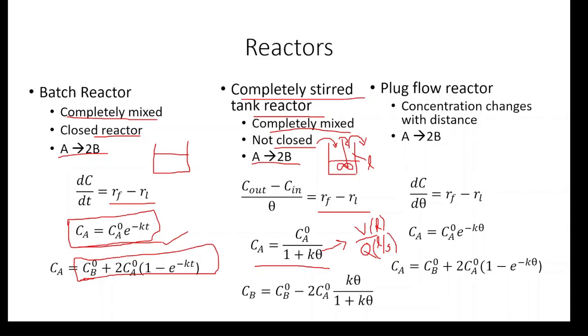When we divide the units, what will we get? We will get seconds. L divided by L by S, the L will cancel and we will get S. So the unit of HRT, that is hydraulic retention time, is second. And what will be CB naught? Here it will be CB actually.